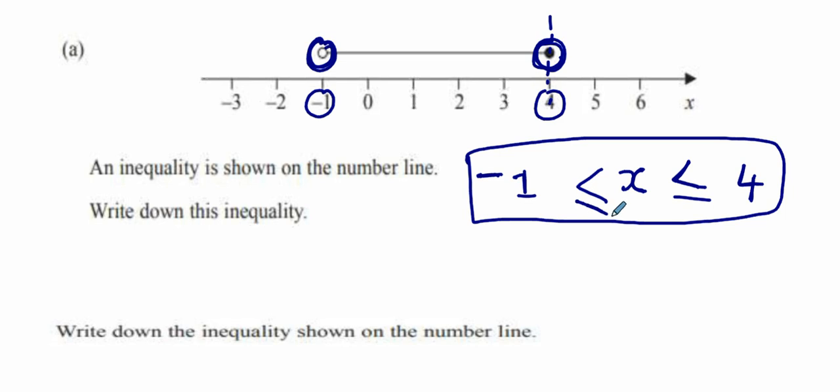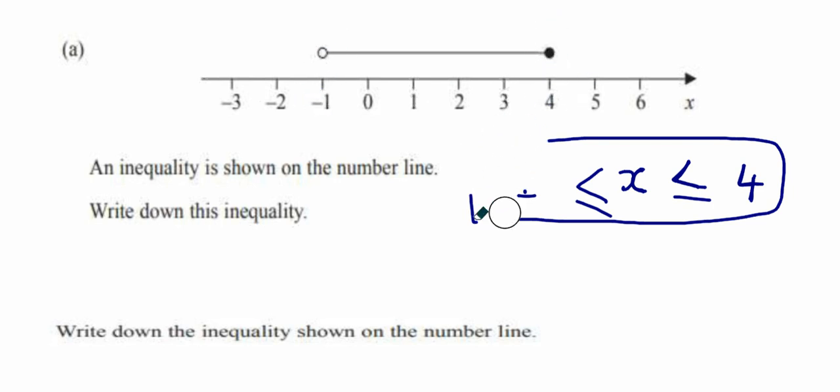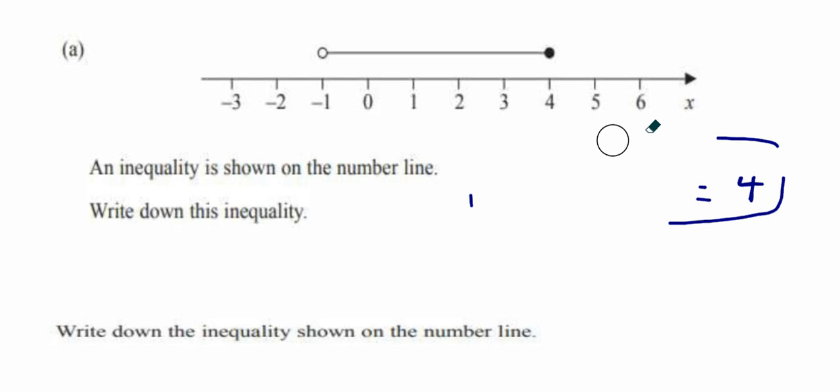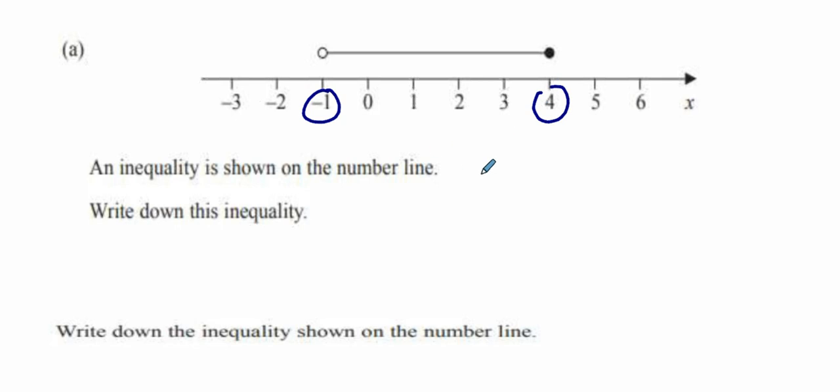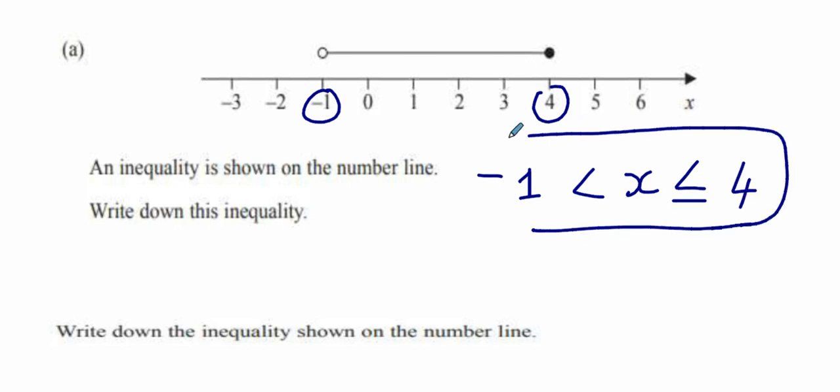If you put less or equal to, that means this will be a closed circle, but that is not a closed circle. So since it's not a closed circle, the numbers which are between -1 and 4, these numbers are represented as x. These are the numbers they are talking about. And this is the inequality which they want to see.